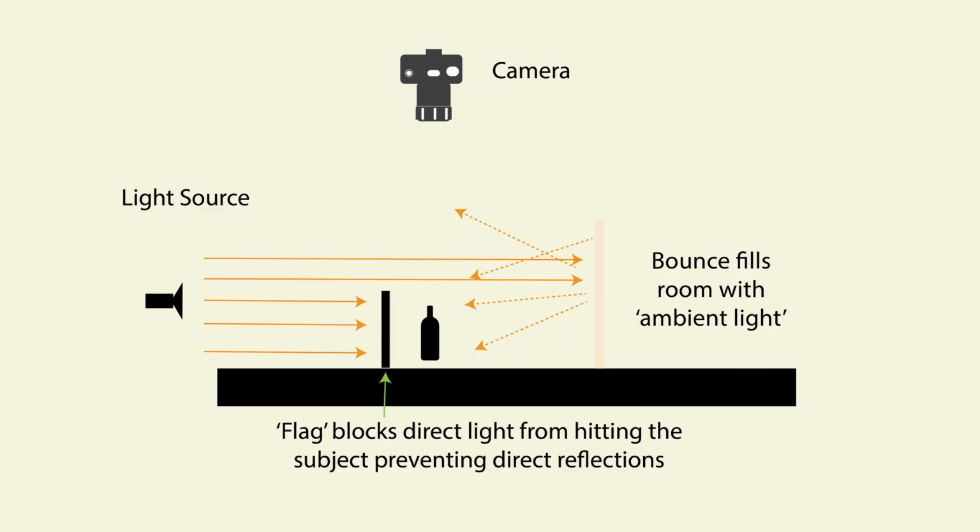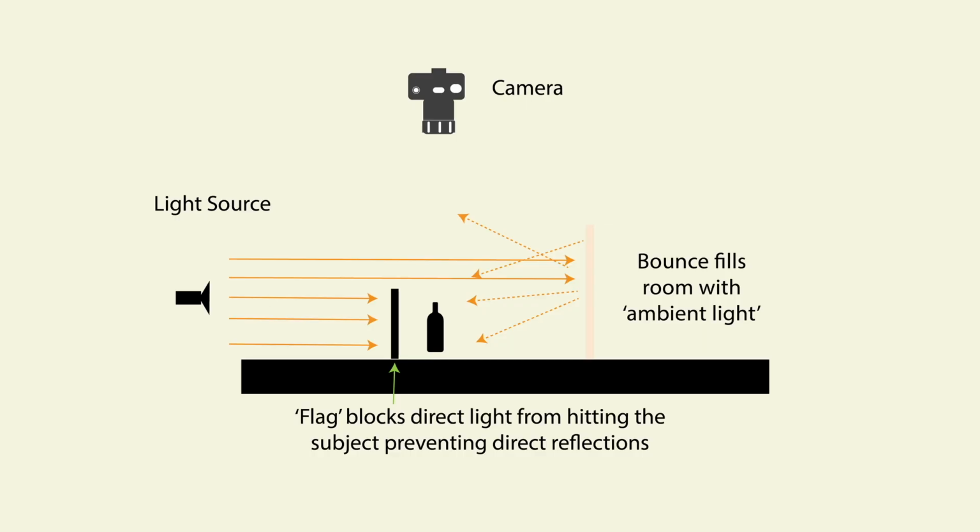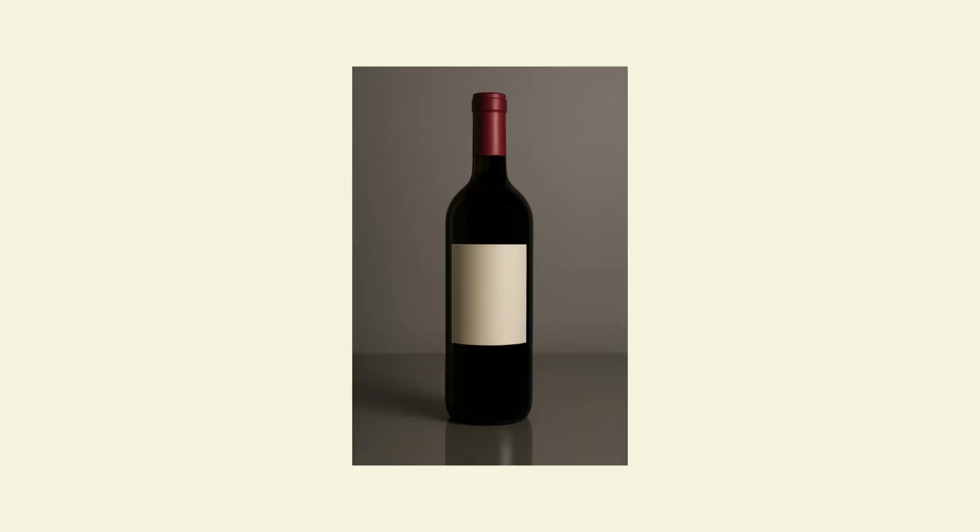And then the final thing we can do is block that light entirely. We can light the environment around a product, but then have no light hitting the product directly from the light source. What will happen is that ambient light, the light that we've lit the surrounding area with, will bounce off the surrounding environment, then off the product and into the camera. And that will give us that very smooth ambient light look.